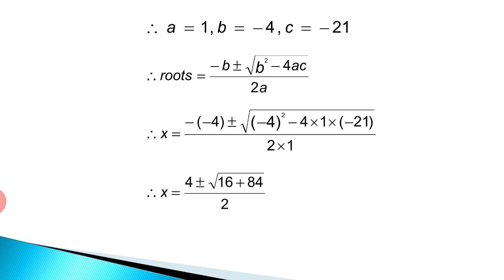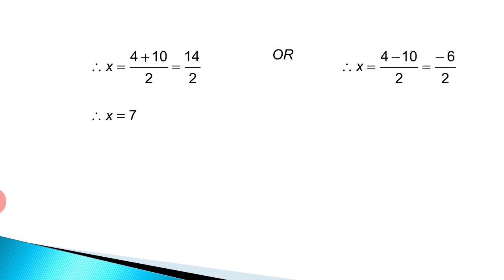Simplify. So you get x is equal to 4 plus minus square root of 16 plus 84, which is nothing but 100, and square root of 100 is 10 upon 2. So you get x is equal to 4 plus minus 10 upon 2. Now what are the root values? So you will get x is equal to 4 plus 10 upon 2 is equal to 14 upon 2, that is x is equal to 7, and another value will be x is equal to 4 minus 10 upon 2, that is equal to minus 6 upon 2. So that is minus 3.